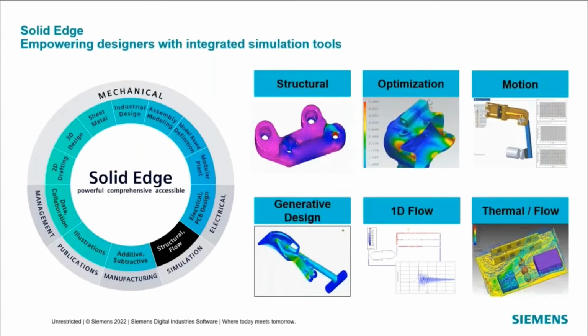Solid Edge includes capabilities for several different types of simulation and analysis. These include capability for structural and vibration analysis, kinematic and dynamic motion, product optimization, fluid flow and thermal analysis, 1D fluid flow analysis in complex piping systems, and generative design. We include generative design in this presentation because this relatively new design process is based on iterations of structural finite element analysis.